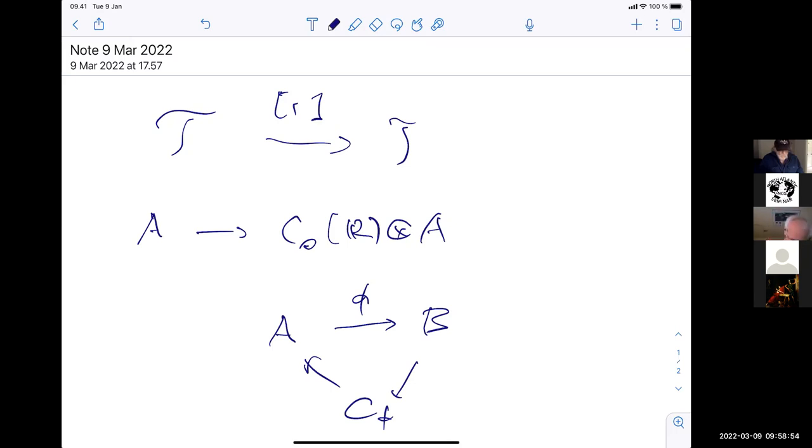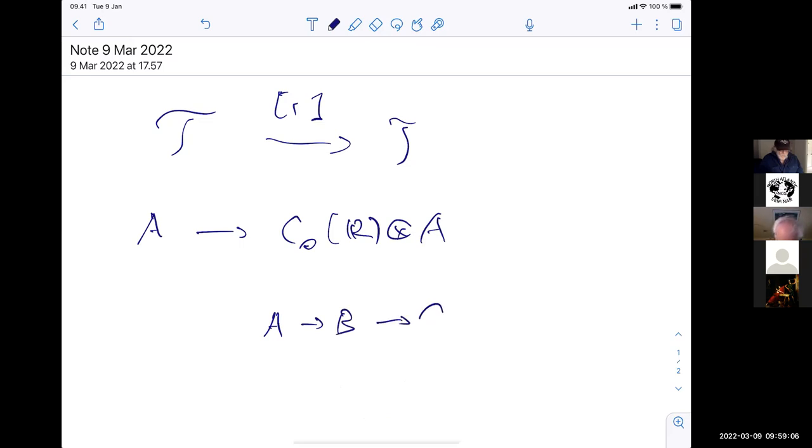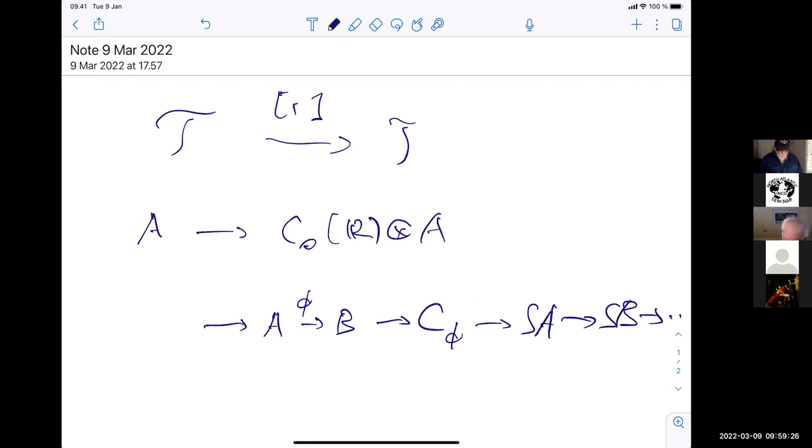The easiest way of thinking of it is maybe to write it here. I have this A to B, that's my phi. And then I will shift things. Let's write it explicitly: then I will go to suspension of A, to suspension of B, and so on. There is also the desuspension, so I can also go this way. There is also this C phi, S minus one phi, and so on. So this is a kind of long exact sequence.